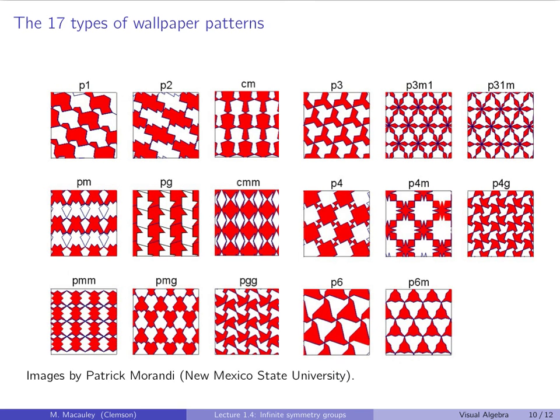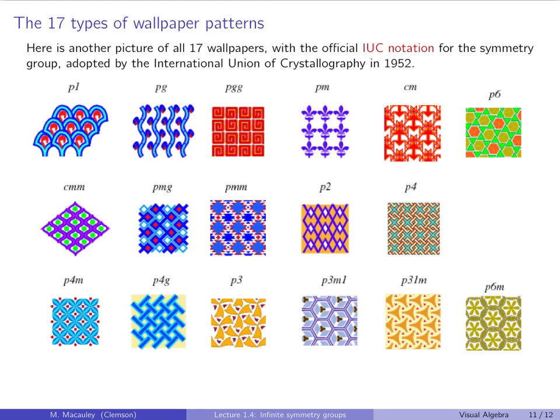Here are those 17 types of wallpaper patterns, and the notation given was adopted by the International Union of Crystallography in 1952. So the numbers correspond to the rotational symmetry: 3, 2, 4, and 6. The M corresponds to a reflection, like a central reflection. The G is a glide, and it's a little more intricate. It's the MM versus MG. I think if you look at these, you can figure out what they mean. But let me show you another picture of this. This is a little bit prettier, but I think it's not quite as regular.